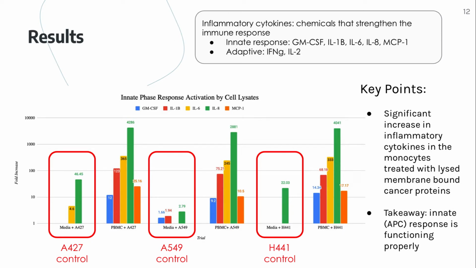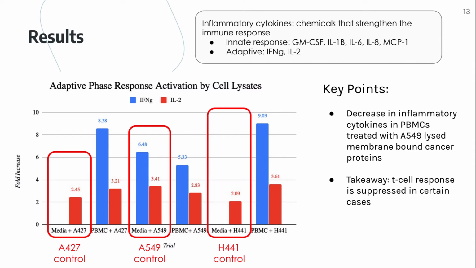Now we do the same experiment again, but with cancer cell lysates, which are membrane-bound proteins. Again, the THP1 cells were inflamed, so the innate APC response is functioning properly. However, we again see a decrease in inflammatory cytokines in PBMCs treated with A549 lysed membrane-bound cancer proteins. Thus, the T cell response is suppressed in certain cases by membrane-bound cancer proteins.